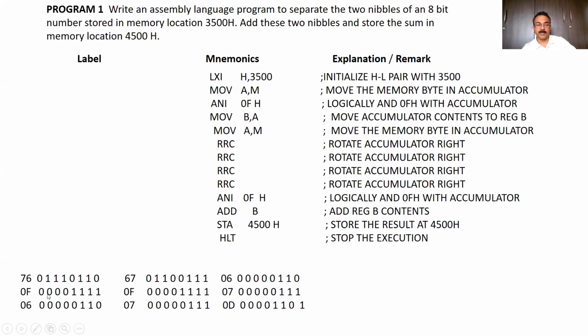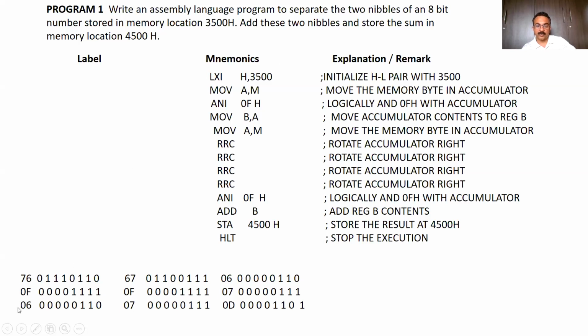Now the byte which is there in accumulator, after using this ANI instruction, will get 0000 0110. And this is nothing but your hexadecimal 6. So we have separated 06. We got the first nibble in accumulator. After this ANI 0F, you get the first nibble, which is nothing but 6 as 06 in accumulator.